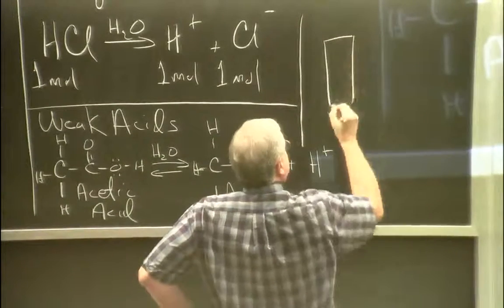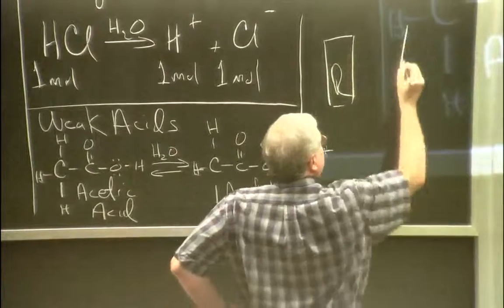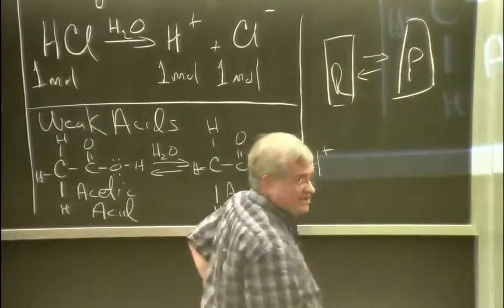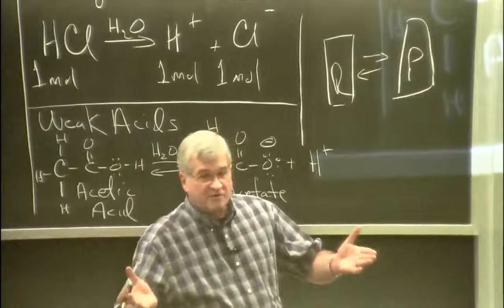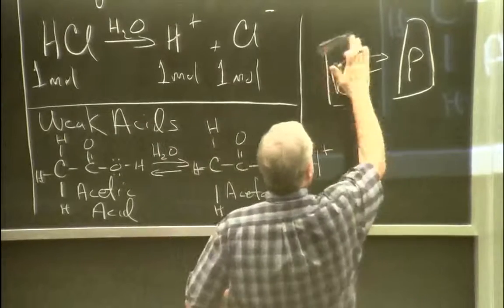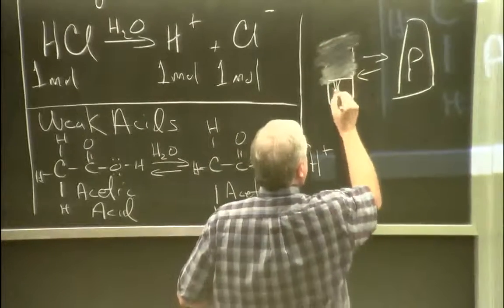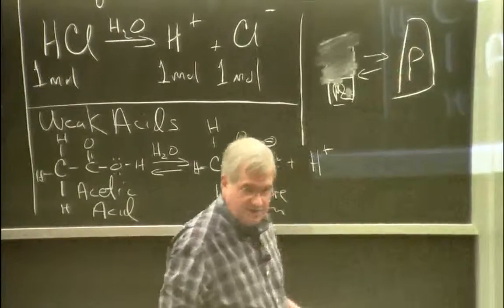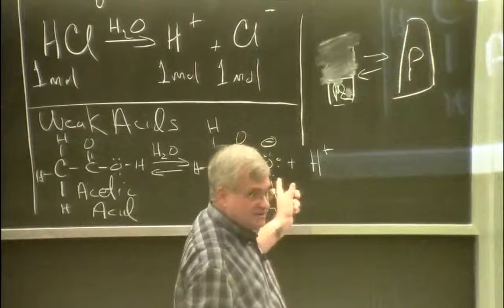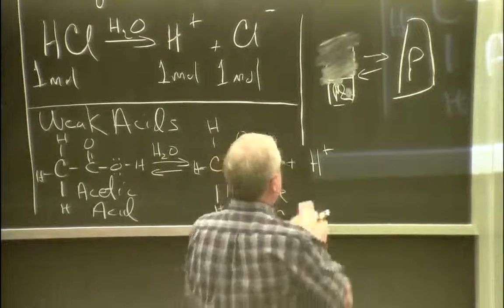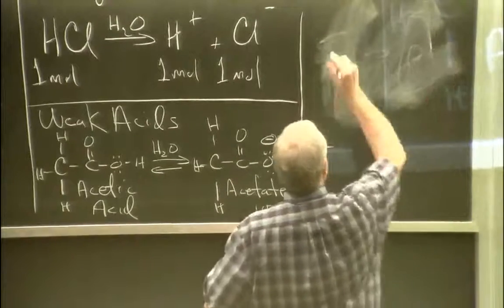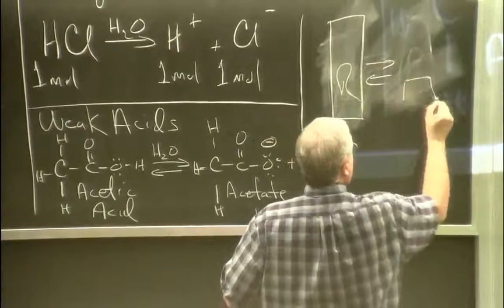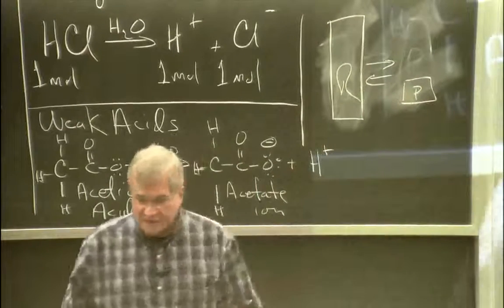Let's say this represents reactants. This represents product. Okay? In an equilibrium reaction, you could have equal concentrations of both. You could also have a much smaller concentration of reactant and a larger concentration of product. Okay? Now, in this case, for a weak acid like acetic acid, you have most of it in the form of reactant and just a small amount of it in the form of product.